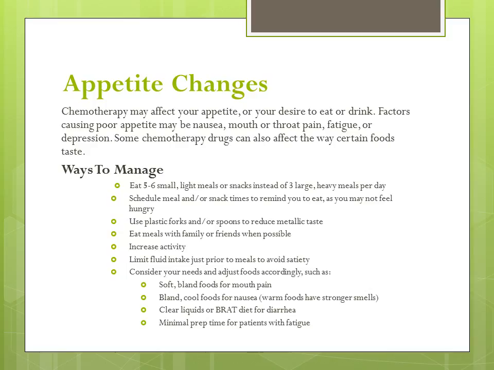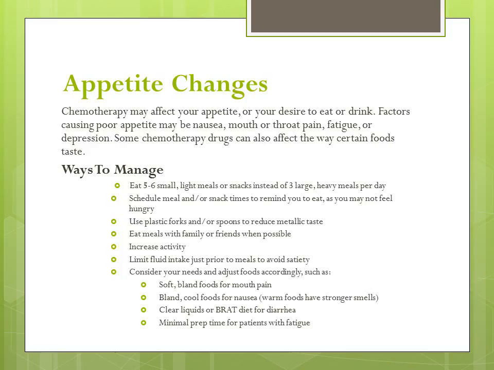There are several ways to manage appetite changes, including eating 5 to 6 small light meals or snacks instead of 3 large heavy meals per day. You can also set a schedule for meal and or snack times to remind you when to eat, as you may not always feel hungry. Use plastic forks and or spoons to reduce the metallic taste in your mouth. Cooking in glass pots and pans may also help. Eat meals with family and friends when possible.